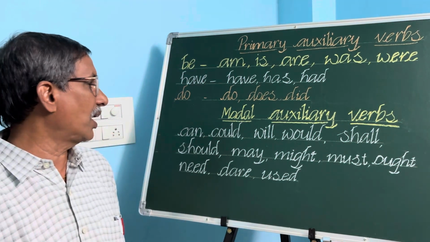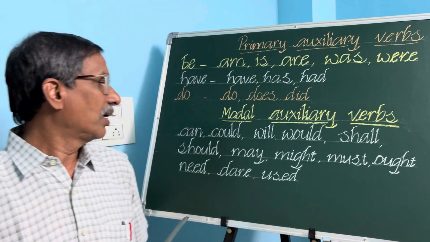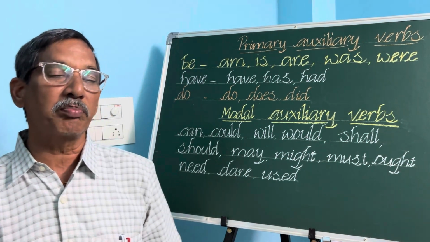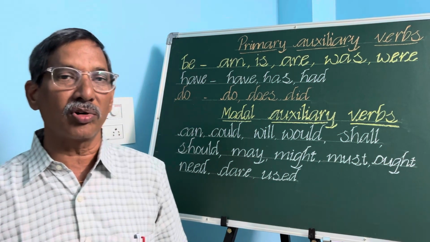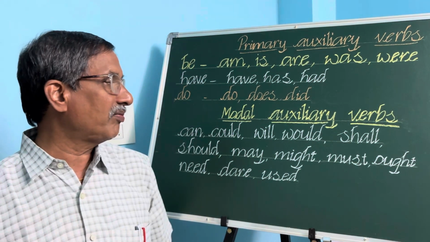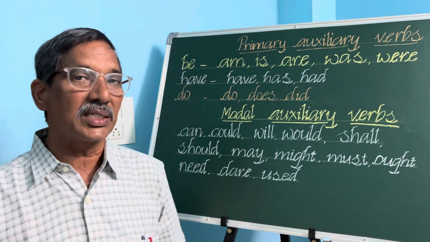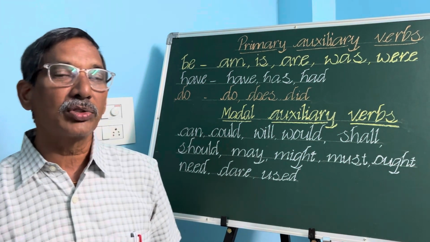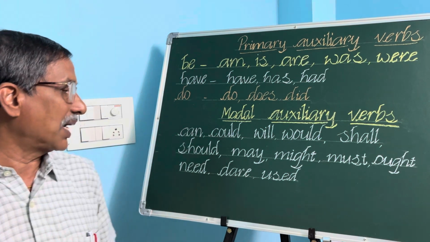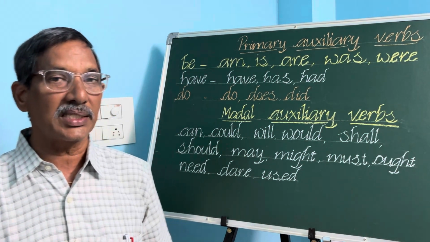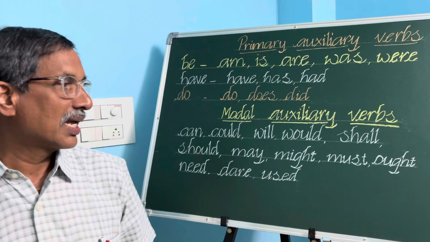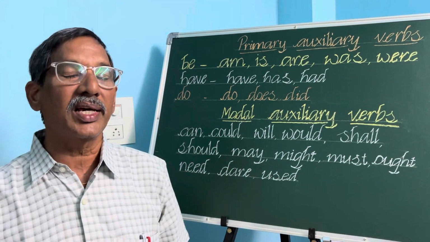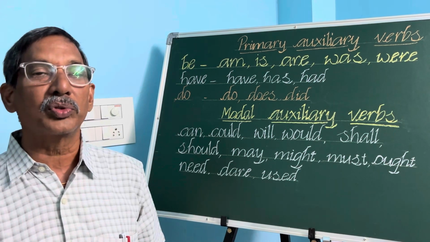Coming to modal auxiliaries, can, could. Can is used in present tense, and could is used in past tense in most of the cases, not always. In the same way, will shows present tense, and would shows past tense. Shall is used in present tense, and should in past tense. May in present tense, and might in past tense. Must, ought, they are not changed according to the tense.